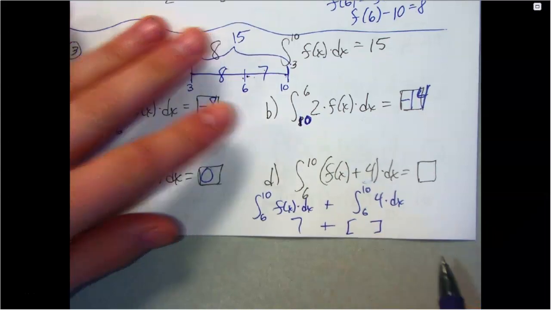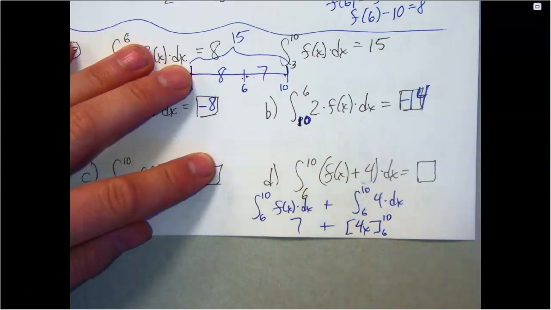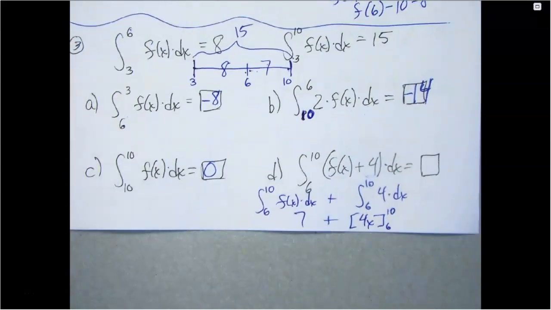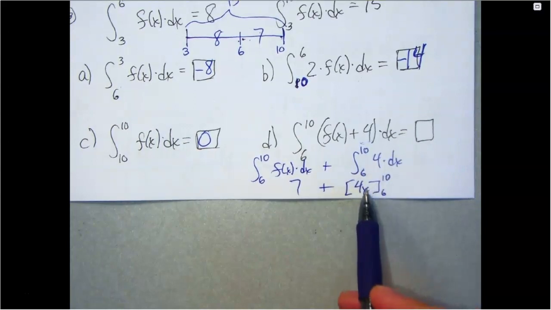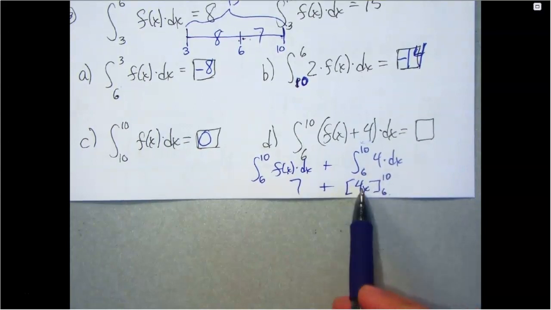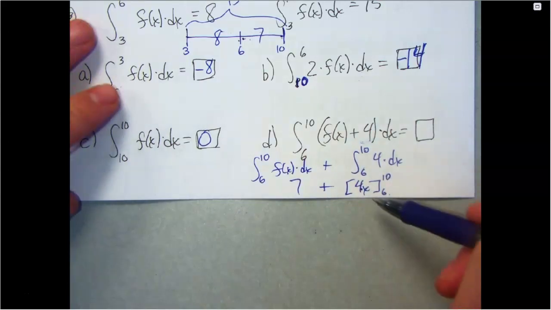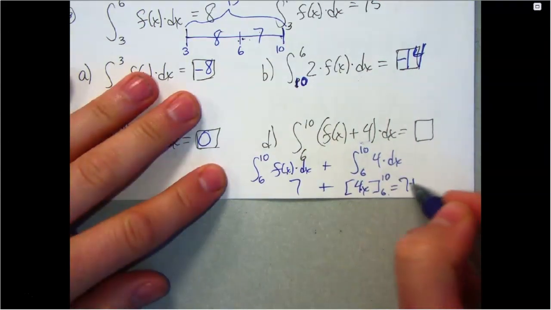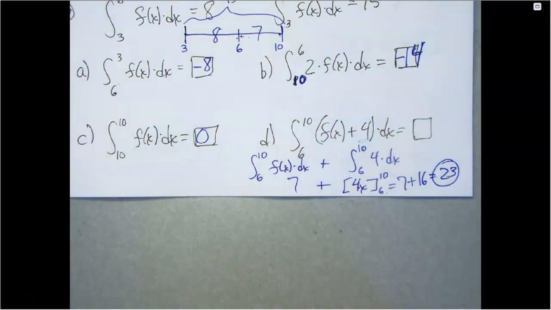What's the integral of 4? 4x. And then if you plug in 10 and plug in 6, I'm kind of running out of room, but if I plug in 10, what do I get? 40. If I plug in 6, what do I get? 24. What's 40 minus 24? 16. So you can kind of do the integral. Think about the area. I'm going to end up with 7 plus 16, and my answer here needs to be 23. How's that one seem?